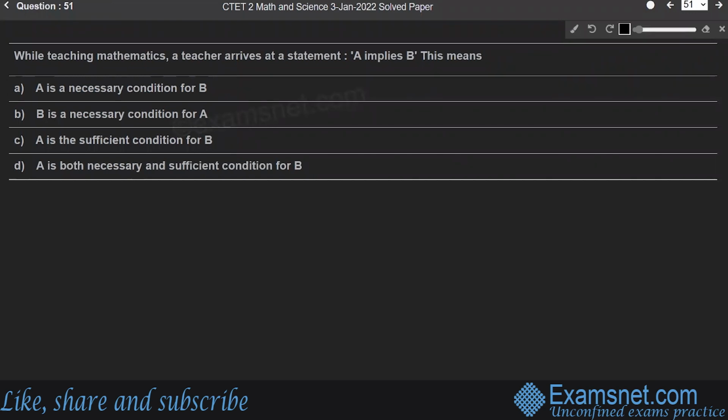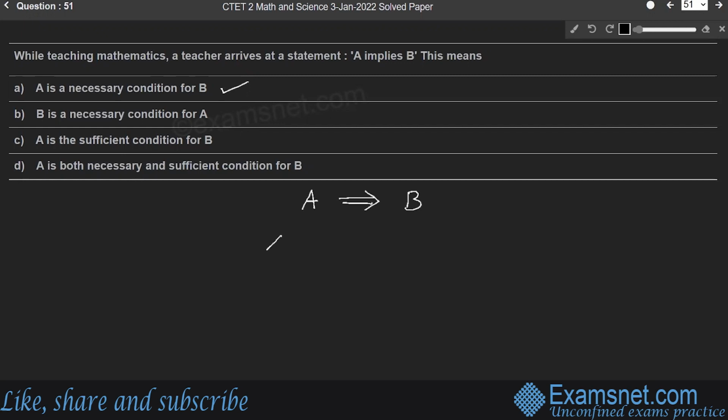Question number 51. While teaching mathematics, a teacher arrives at a statement A implies B. This means A is a necessary condition for B. B is a necessary condition for A. A is a sufficient condition for B. A is both necessary and sufficient condition for B. Here the correct answer is A is a necessary condition for B. Here implies is a connective in mathematics which has meaning: if A is true, then B is also true. Here it is denoted with the symbol A implies B. If A is true, then B is also true.